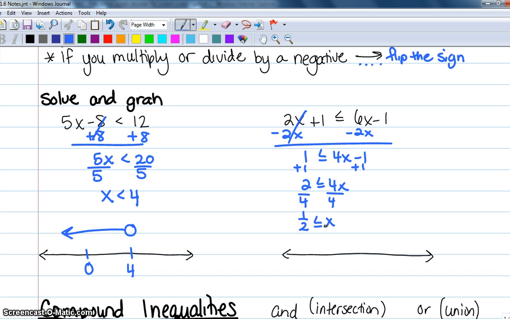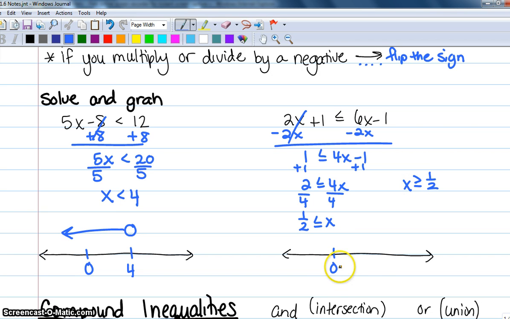Now you may think you're done, but you're not. You want to rewrite it so that your variable is always coming first. If you don't rewrite it, you're most likely going to draw your arrow in the wrong direction. So if 1/2 is less than or equal to x, that means x is greater than or equal to 1/2. Notice how the open end of your inequality is facing the x. When you rewrite it with x coming first, you want that open end of the inequality still with the x.